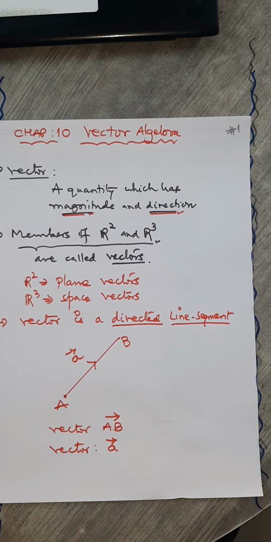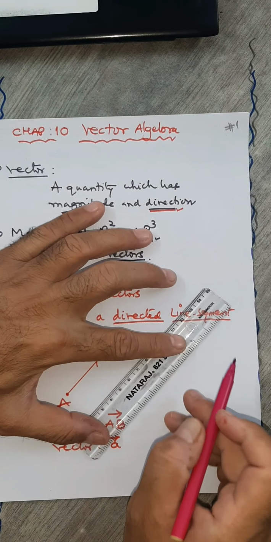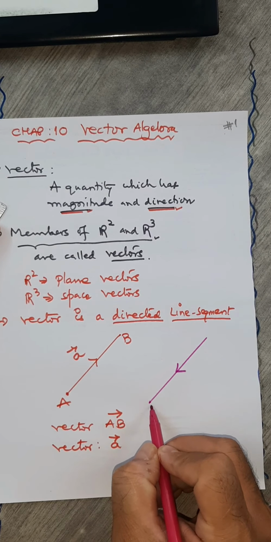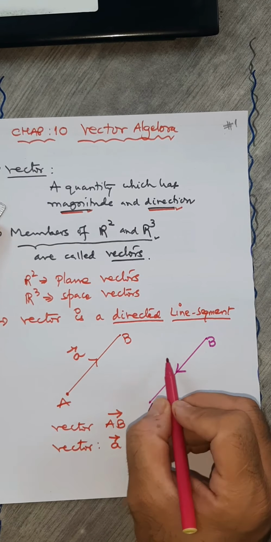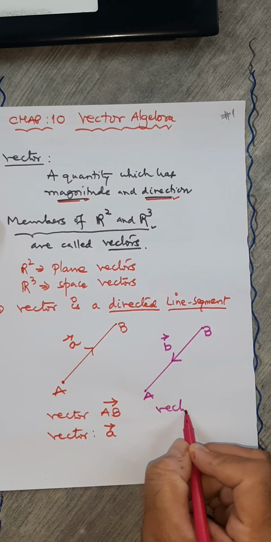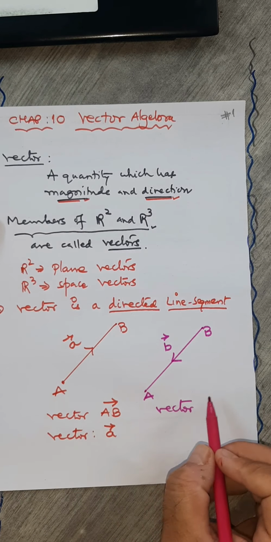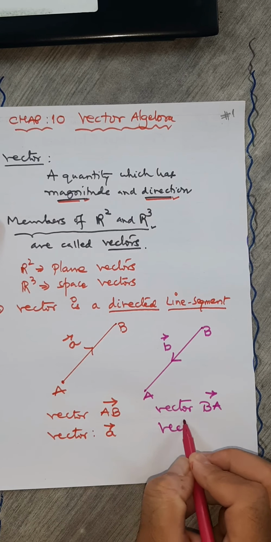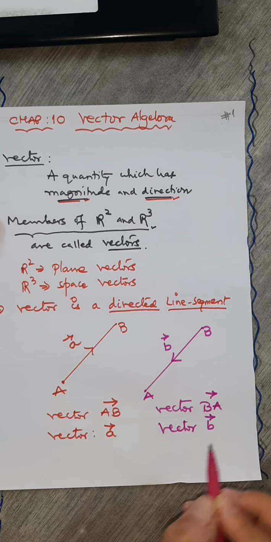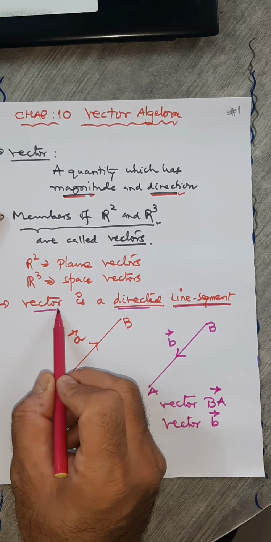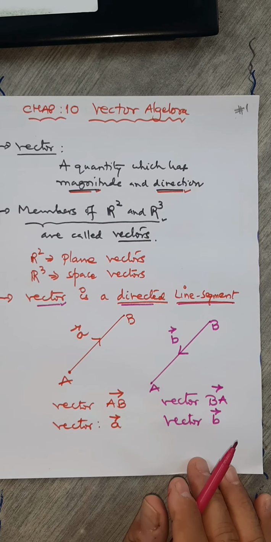Suppose I have one more directed line segment like this, this is A, this is B. Suppose I call this vector b. So here the vector starts from B and ends over here. So this is read as vector BA. Or you can also write vector b here. So a directed line segment is nothing but a vector. It has some specific direction, remember.